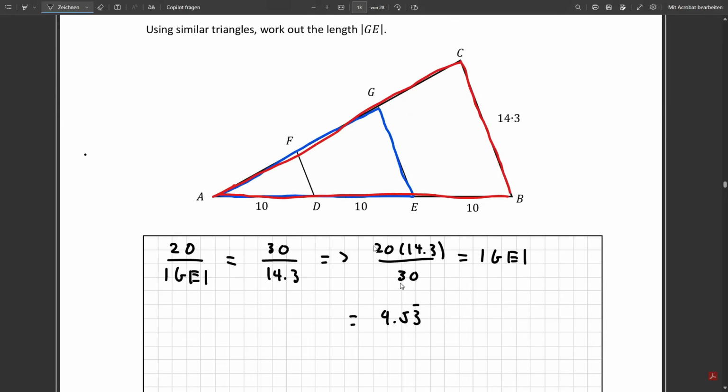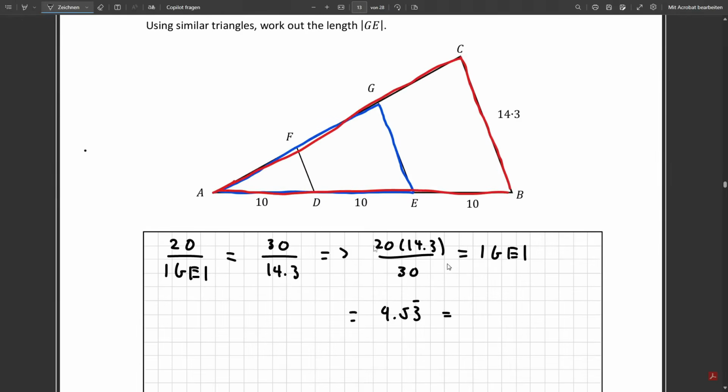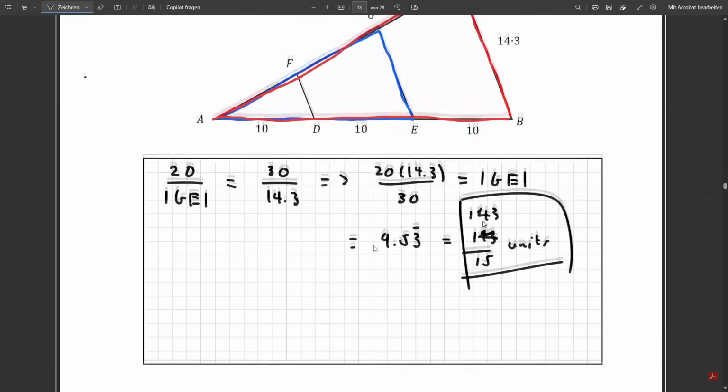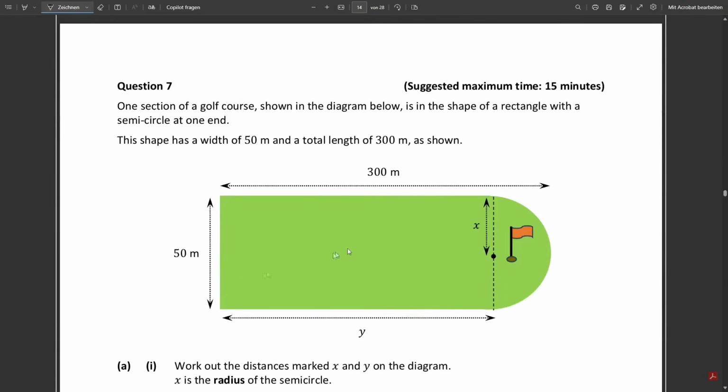And then you get 9.53 repeating, or since they didn't say decimal places, maybe give it as a fraction. Probably doesn't really matter. 143 over 15 units. It's 143 units over 15 units. So that should be the correct answer.